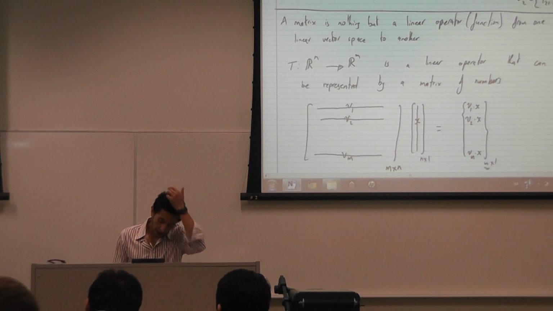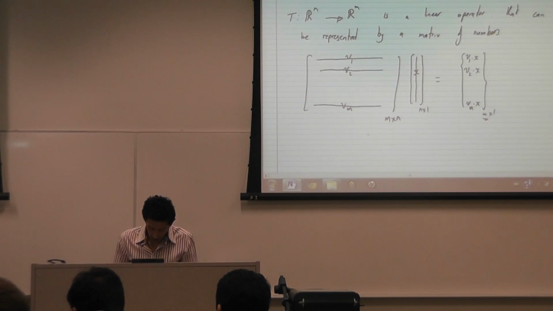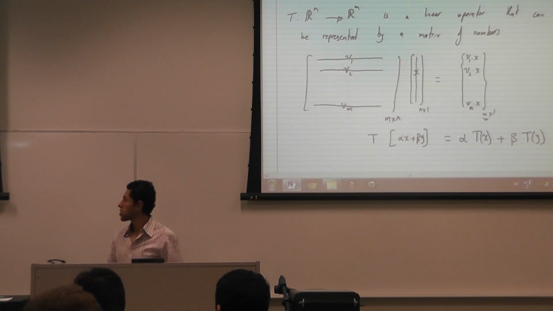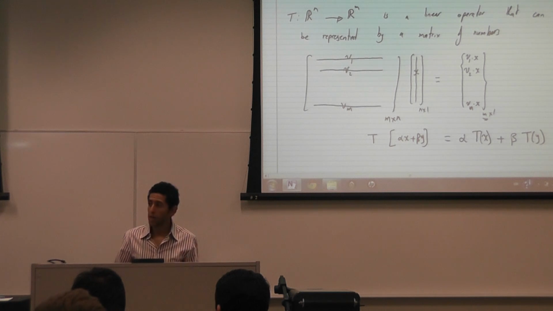If I put here alpha x plus beta y, the result is not really dependent on the order of the operation. I can basically have alpha out, multiply T by x, get a vector, and then multiply beta by T of y, and get a vector. And this is only because of the linearity. This does not apply to other functions, only because a matrix is a linear function.